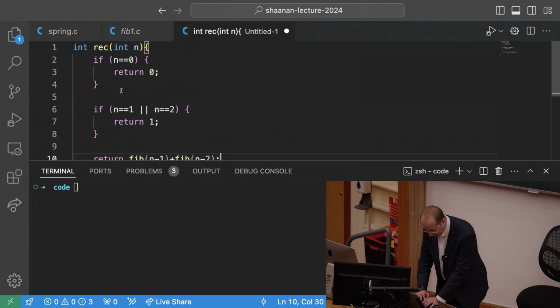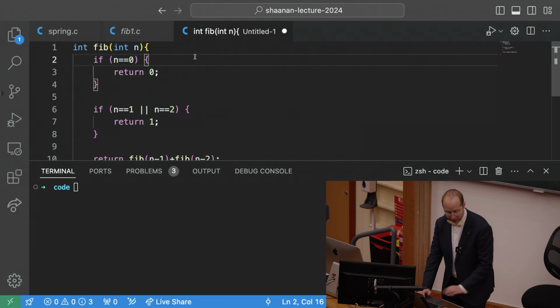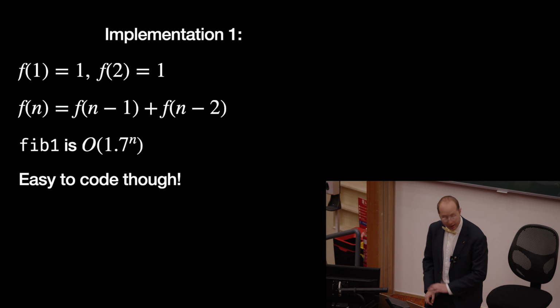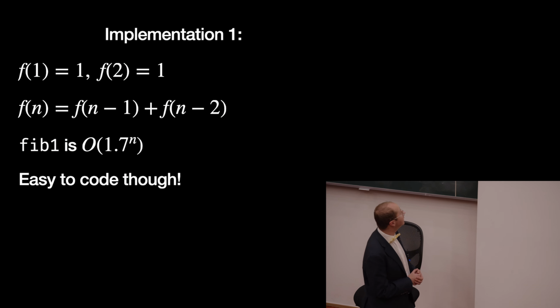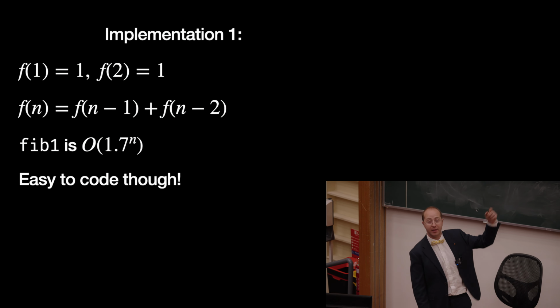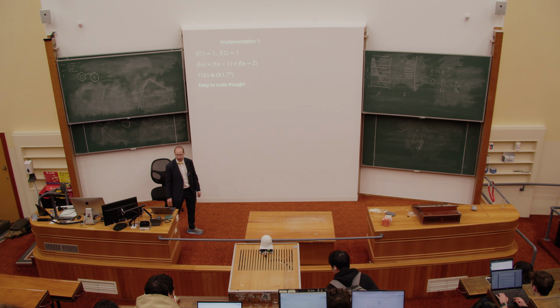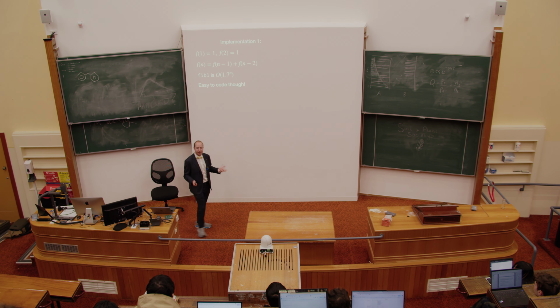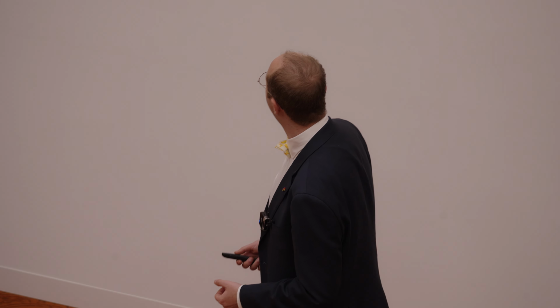So that's pretty good. Let's call this fib instead of rec. That makes more sense. Now, this is exactly what I proposed we do in my slides. f of 1 is 1, f of 2 is 1, and then f of n is just f of n-1 plus f of n-2. So this is pretty easy to code, and if we were to work out the runtime, which we're not going to do today, we would get O of 1.7 to the n. Now, pass it on to Tissan.